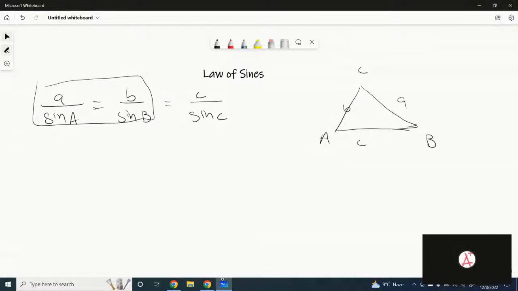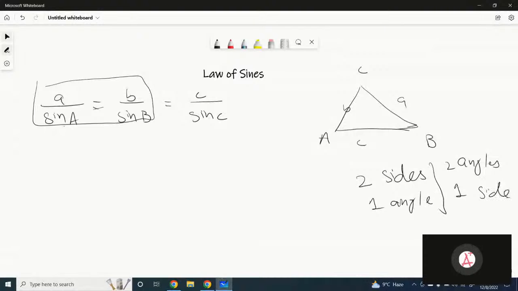So if you are given two of the angles and one of the sides, you can use the law of sines. If you are given two sides and one angle, or two angles and one side, in both cases you can use the sine law. Got it?